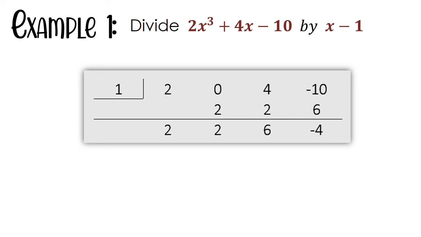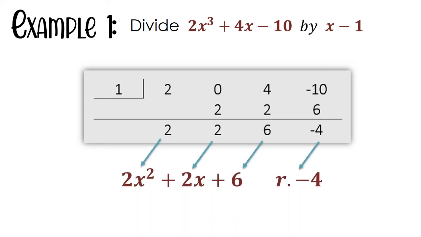Our dividend is 2x cubed plus 4x minus 10. Its degree is 3. Our divisor is x minus 1. Its degree is 1. So 3 minus 1 is 2. It means that we're going to start with x squared. So we have 2x squared plus 2x plus 6 with a remainder of negative 4.